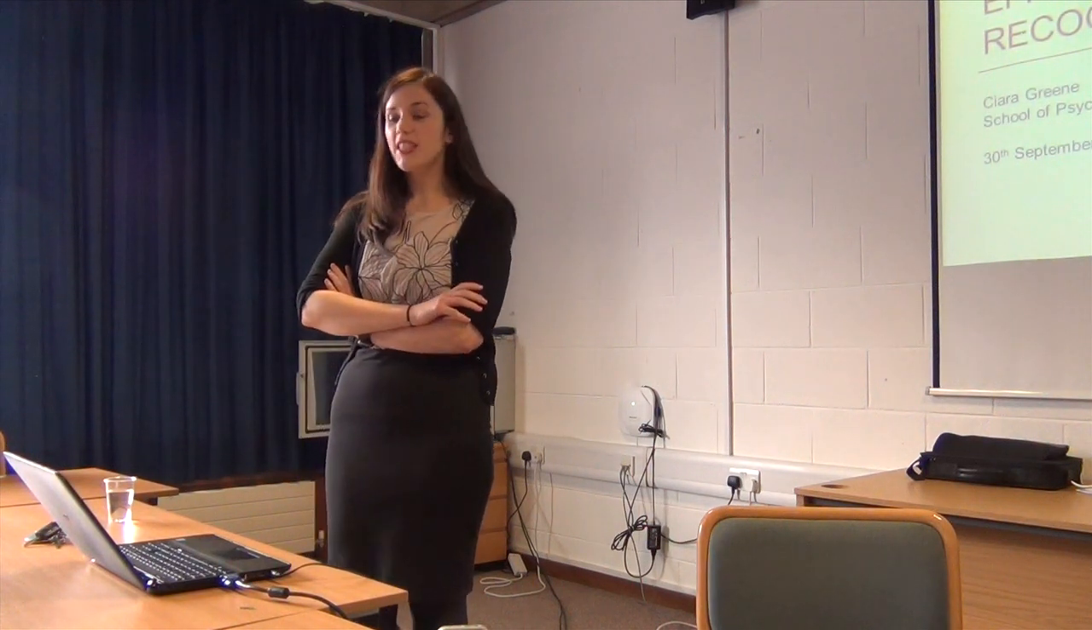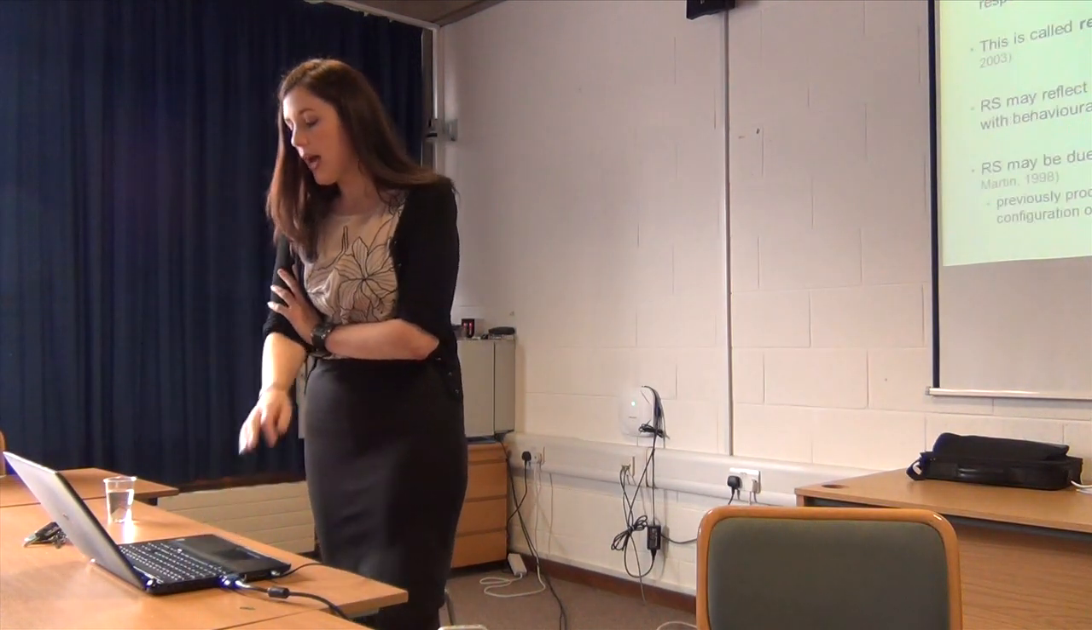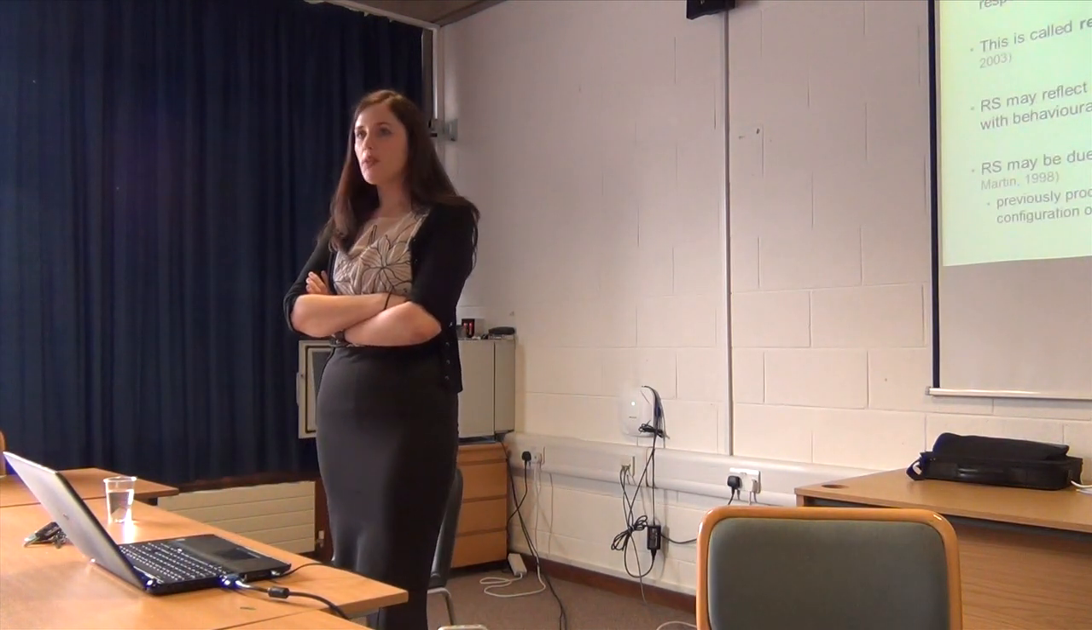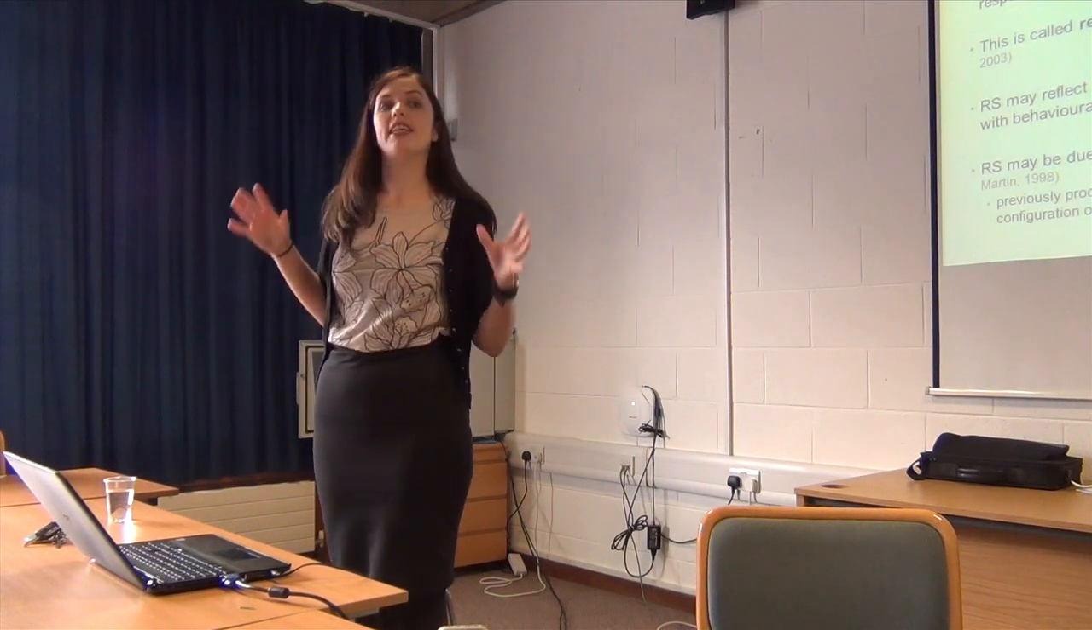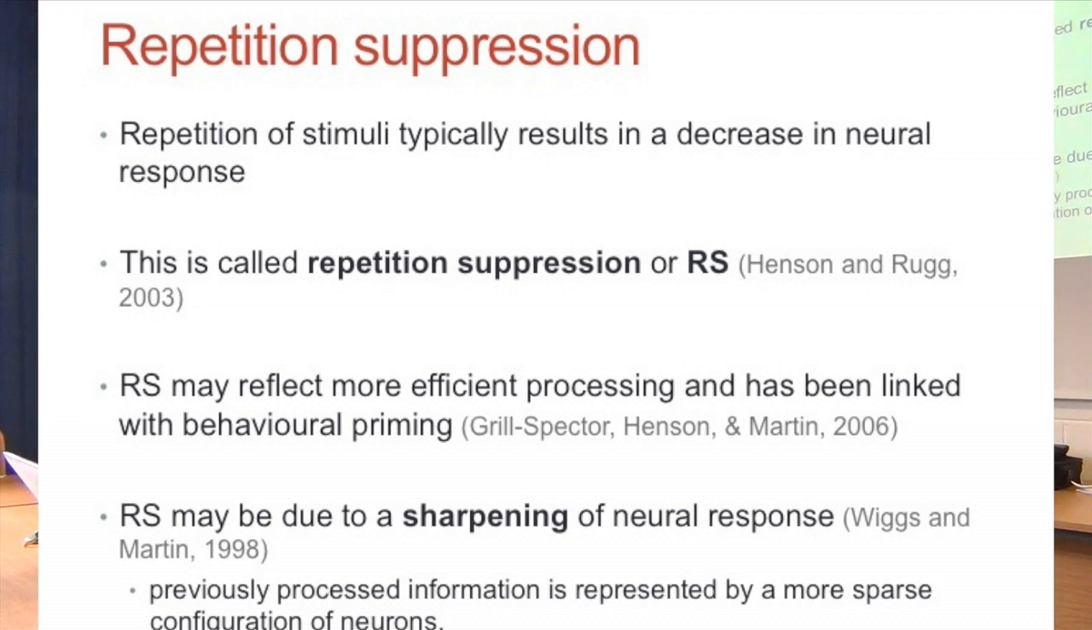Okay, so I'm going to talk today about neural repetition effects during recognition memory. We've known for quite a while that repetition of stimuli typically decreases neural response. You present a stimulus once, you get a particular response. You present it again, typically you get a reduced response. And this is called repetition suppression, or RS.